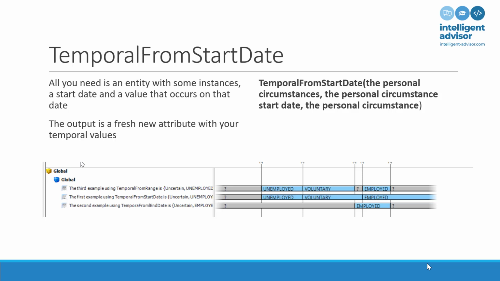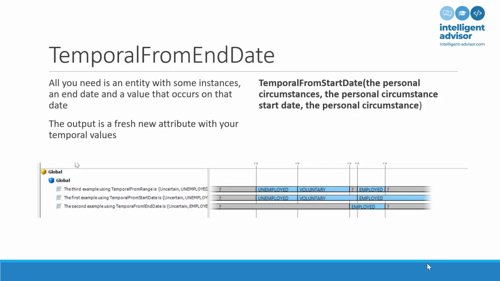So here's an example, temporal from start date, the personal circumstances. Notice that the first argument is a relationship, not an entity name. So typically it'll be a plural. The personal circumstances, the personal circumstance start date, and the personal circumstance. And it will build you an attribute based on that data. So the output of this function will be one new temporal attribute.